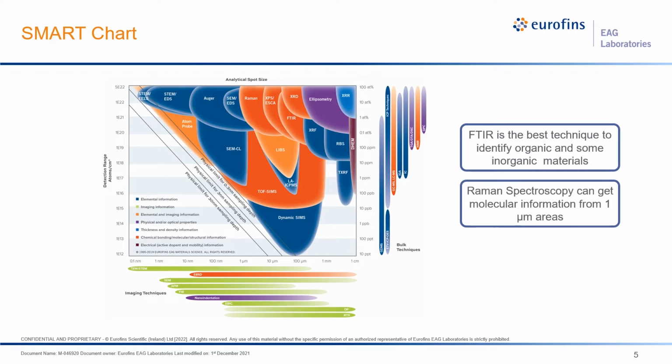So where do FTIR and Raman fit in here? They're both molecular techniques, so they're depicted in red. And you can see Raman has a smaller spot size than FTIR. In addition, we're getting information about atomic percent. In some cases, we can go down to parts per million, but in general, it's really atomic percent information.